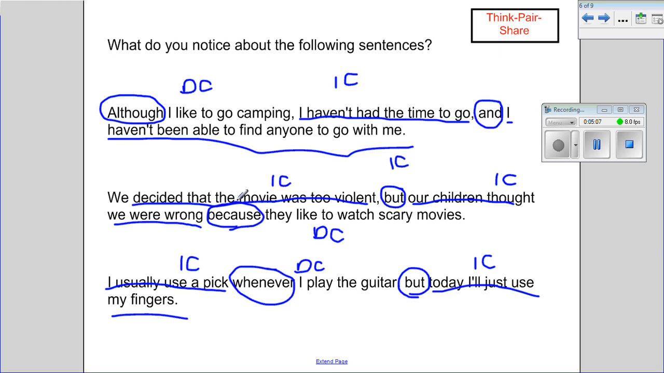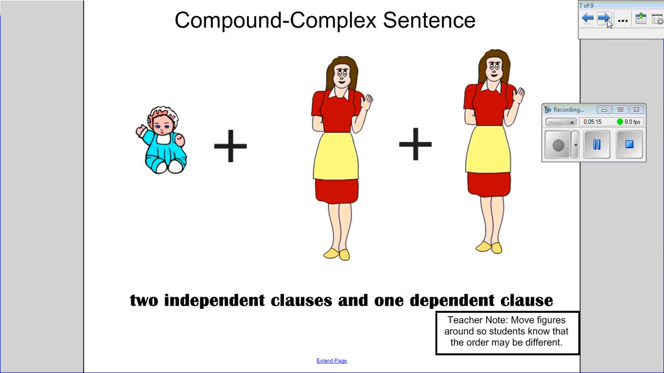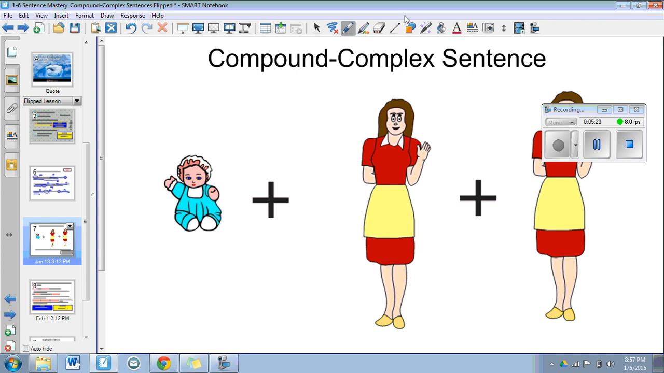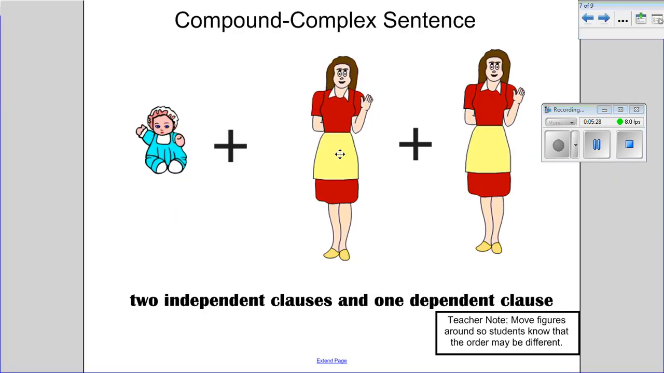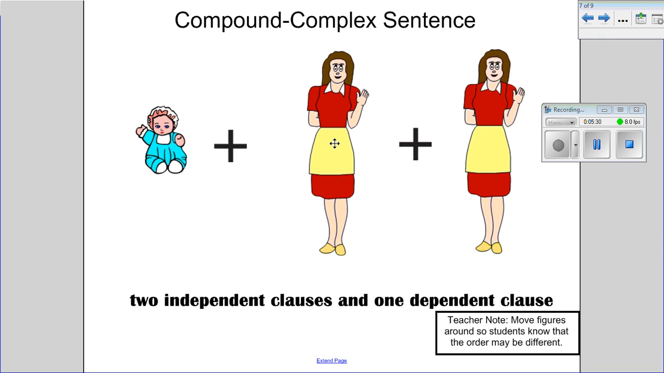So in all of these sentences, we have two independent clauses and one dependent clause. This makes a compound complex sentence. So in your notebook, go ahead and write this down, please. You'll notice that in a compound complex sentence, you're always going to have two independent clauses and one dependent clause.